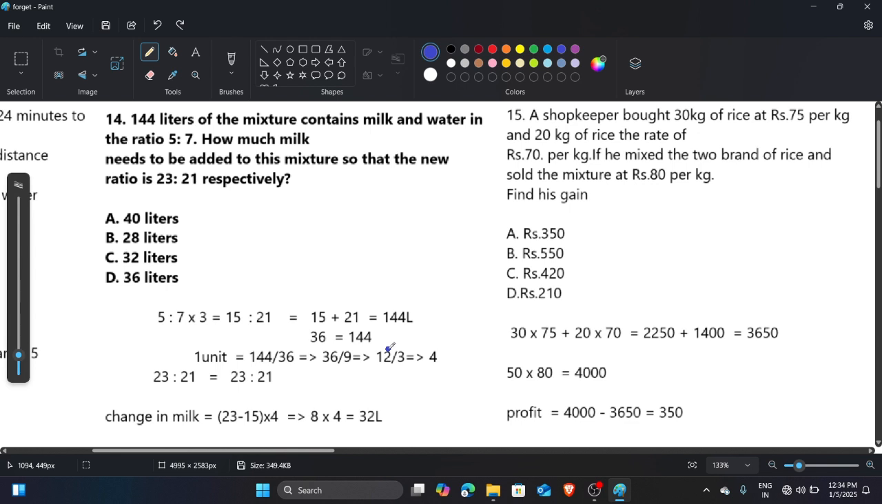It means if you know the 144 liter mixture content, initially it is 144, and initially the ratio is this. Now it is this. So you can see that this plus this denotes the total mixture of water and milk. It means 36 equals 144, then the value of 1 unit is 4. From this first condition and this information we got that.